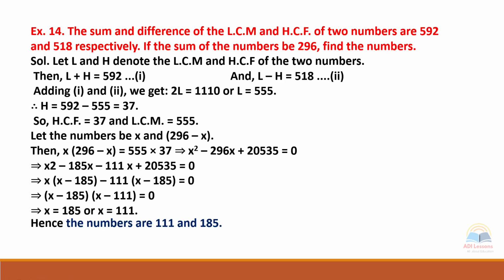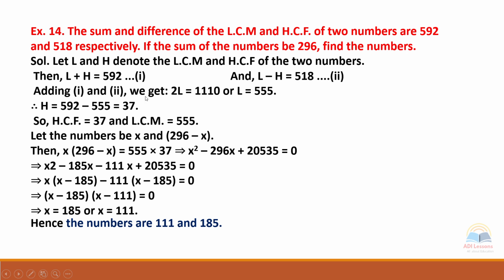The sum and difference of the LCM and HCF of two numbers are 592 and 518 respectively. If the sum of the numbers be 296, find the numbers. Let L and H denote the LCM and HCF of two numbers. Then sum of LCM and HCF equal to 592. Difference of LCM and HCF equal to 518.